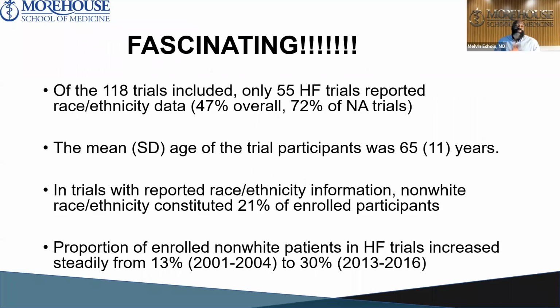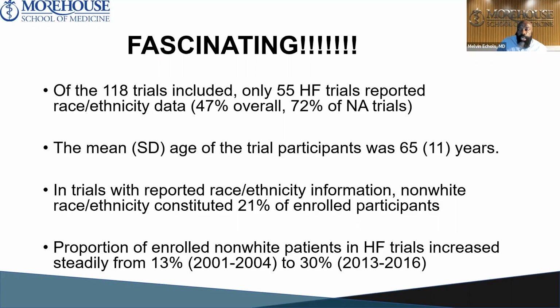So, really fascinating. Of the 118 trials included, only 55 of the heart failure trials actually reported information on race and ethnicity data. This is contemporary, 2001 to 2016. Overall 47%, and most of the sites were in North America. The median age was 65 years. In trials that recorded race and ethnicity information, non-white race and ethnicity constituted about 21% of the enrolled patients. So you can see why, to me, it's important to at least make that minimum cutoff of 20% for our trials.